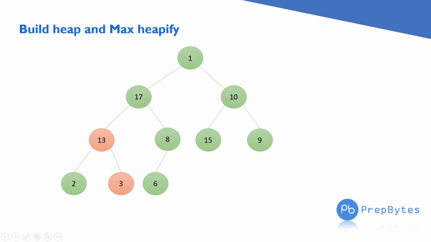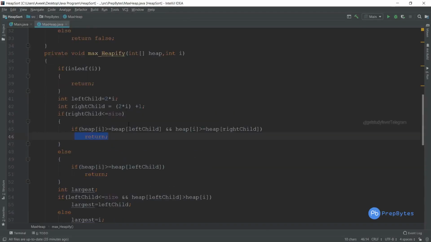For example, here 17 is greater than 13 and 8, so you do not need to swap. You just check, and if it is greater, simply return. There is no need for max heapification, and no need for recursion either. It will simply return in the second step only. So this was max heapify and the build heap.